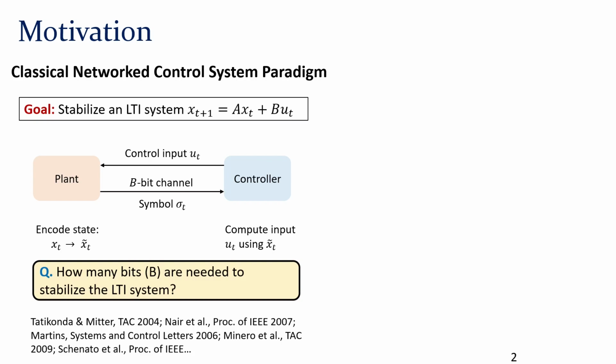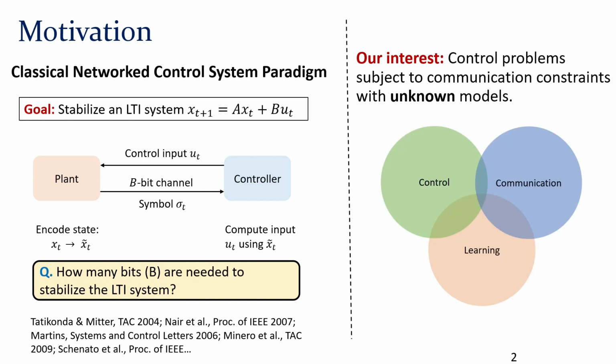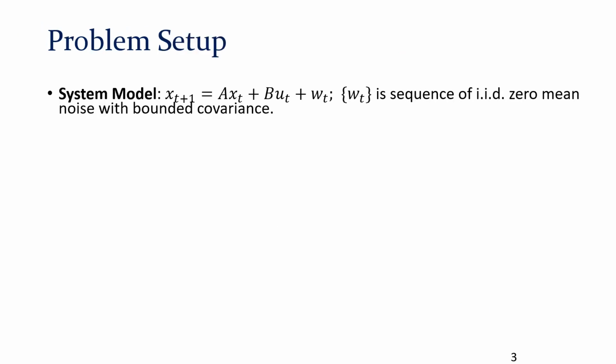And several works have followed up on this by looking at other kinds of channel models where you might have noise, channels that introduce packet drops, latencies, and whatnot. But the running assumption in all of these works is that the model of the system is assumed to be known. And we want to depart from this literature by considering similar questions when the model is unknown. The broader agenda here is to look at the intersection of control, communication, and learning. With that broad motivation in mind, let's formally set up our problem of interest.